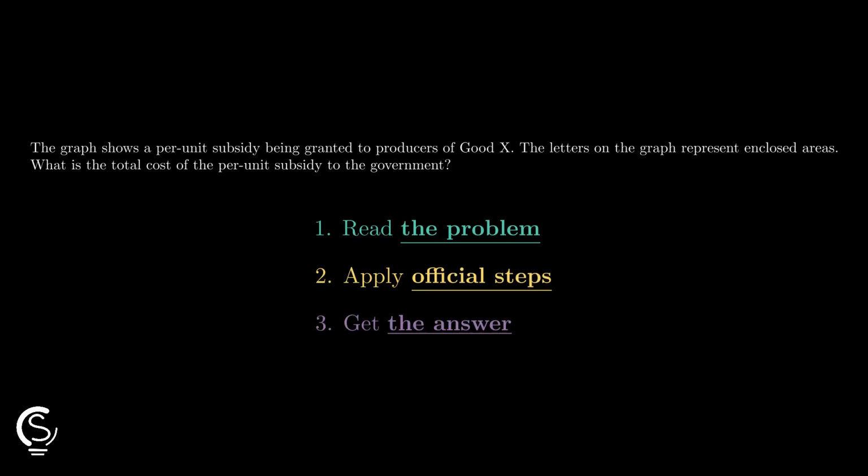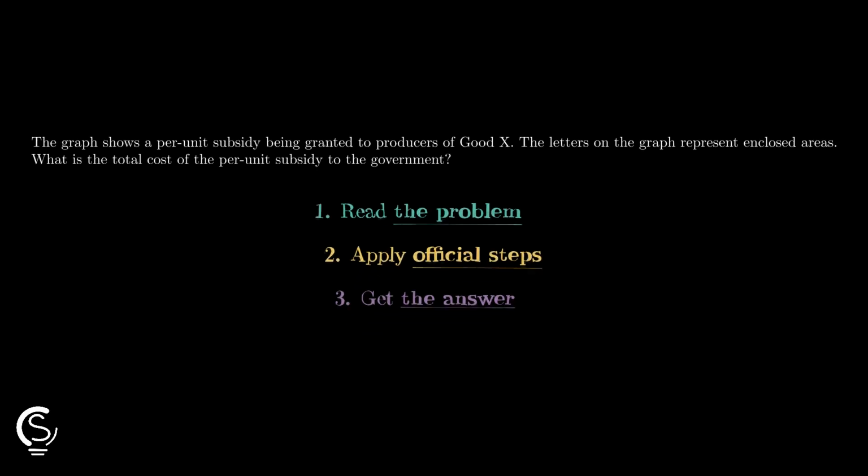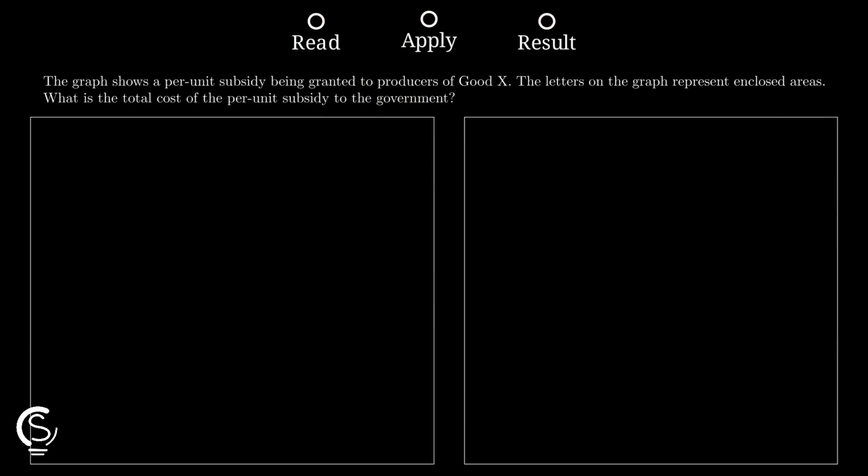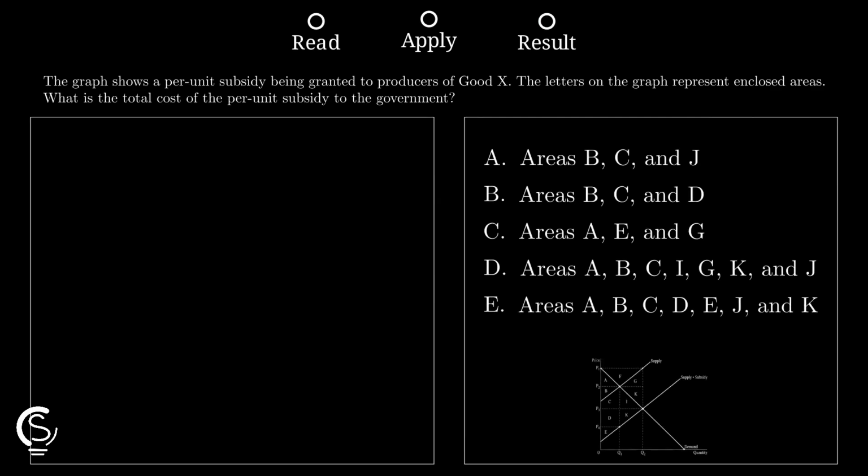I got your back. Government subsidies can be tricky to calculate on a graph, but we can solve this quickly by identifying the total area of government spending. The total cost of a per-unit subsidy is found by multiplying the amount of the subsidy by the new equilibrium quantity produced. We need to find that specific rectangular area.